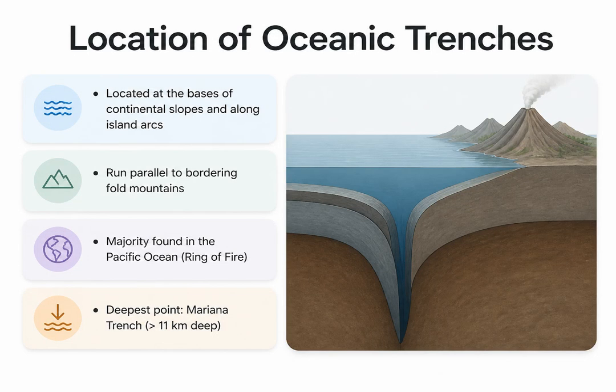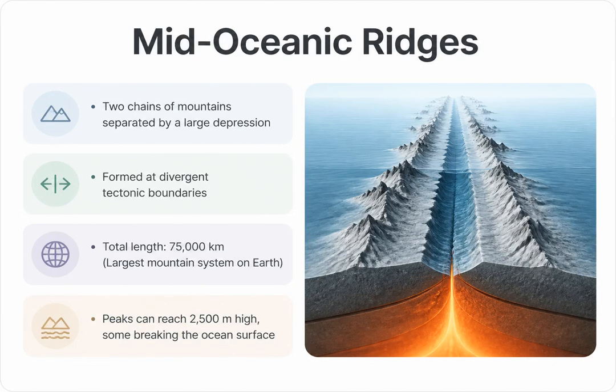You'll typically find these trenches lying along the fringes of the deep-sea plains, right at the base of continental slopes or curving alongside island arcs. They usually run parallel to fold mountains on the land. The vast majority of the world's trenches are located in the Pacific Ocean, forming the infamous Ring of Fire, followed by the Atlantic and Indian Oceans. The most famous of these is the Mariana Trench near the Guam Islands, which reaches a staggering depth of over 11 kilometers.